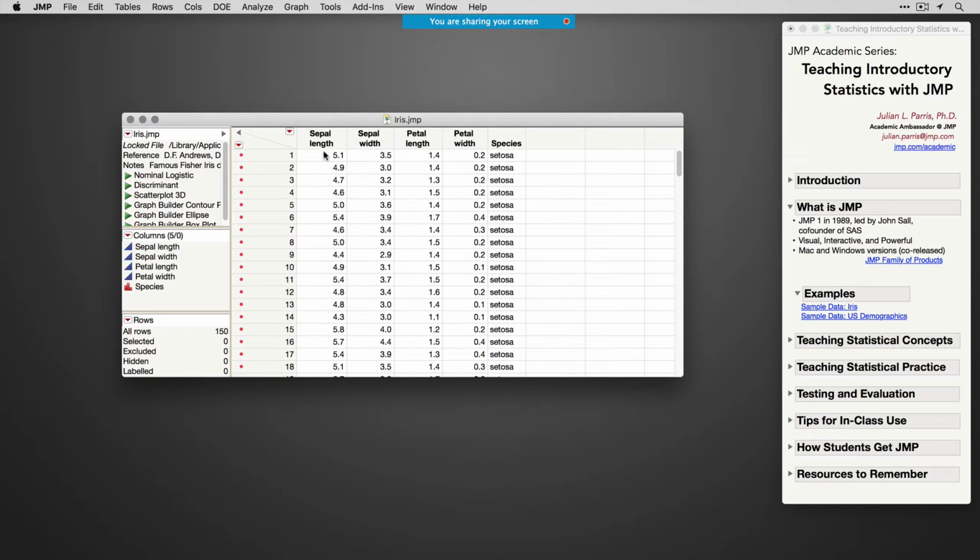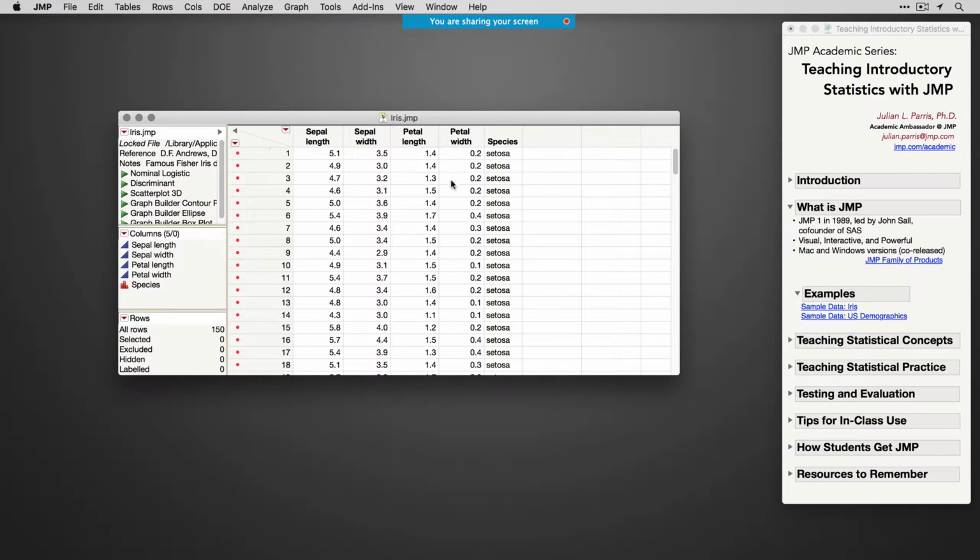If you've never seen what JMP looks like, it starts off with the idea of having a data table, rows and columns with our data. These happen to be measurements on different flowers, so different irises. These are actually from Ronald Fisher. And the idea with JMP was to make data analysis seamless. That is, you can ask a question, get an answer. You don't have to write code, but you get to visually explore your data.